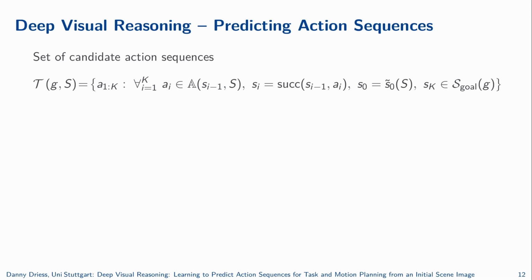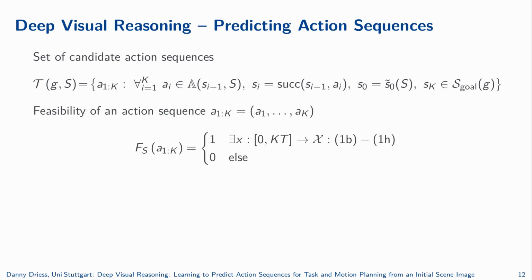Let us first define for the scene S and the goal G the set T as the set of all action sequences that reach a symbolic goal, hence candidates for a feasible solution or leaf nodes of the tree. With f of a1 to k, we denote the feasibility of the action sequence a1 to k. The first idea might be to collect data and then learn a function f hat that approximates this feasibility function f. However, querying this f hat over all possible action sequences and choosing the one where f hat has the highest value is intractable due to the size of T.